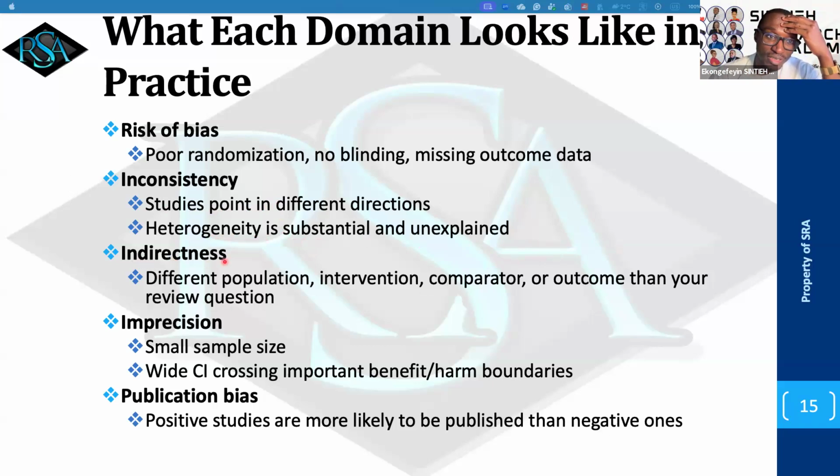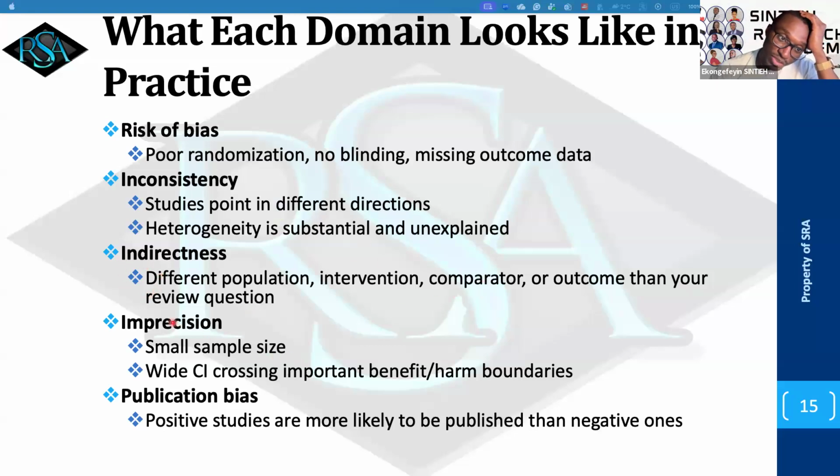Now, indirectness simply means that they have different populations, different interventions, and different outcomes than what your review question had. But again, if you get to this point, it means that we already failed a lot when we were building your study, because if you're going to do a strict systematic review, you should not include studies that are this different, right?